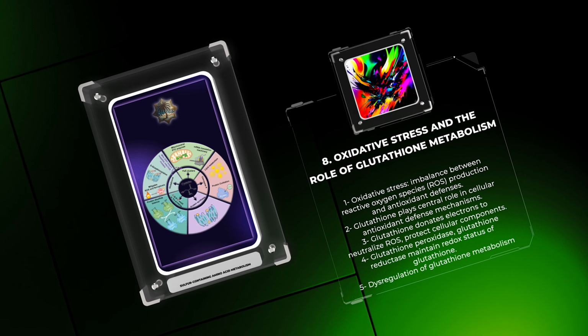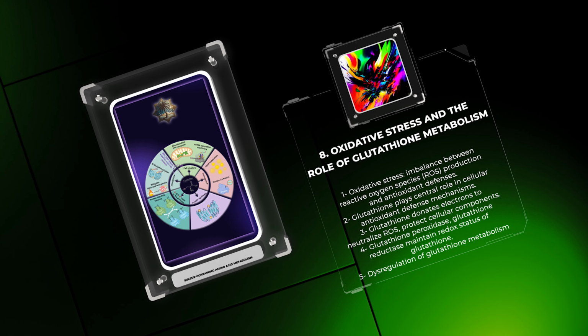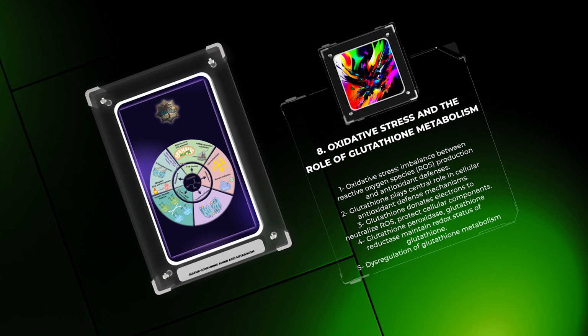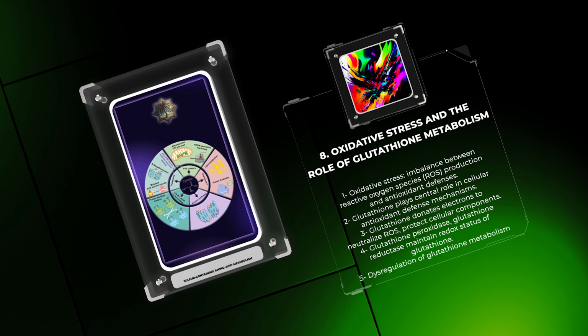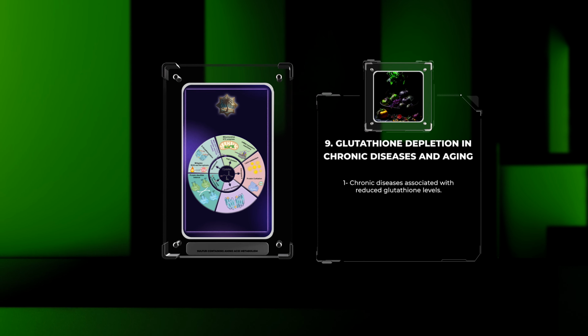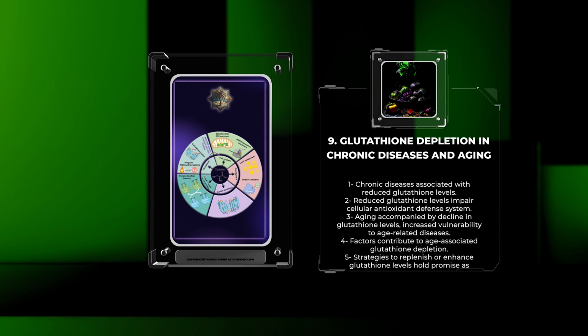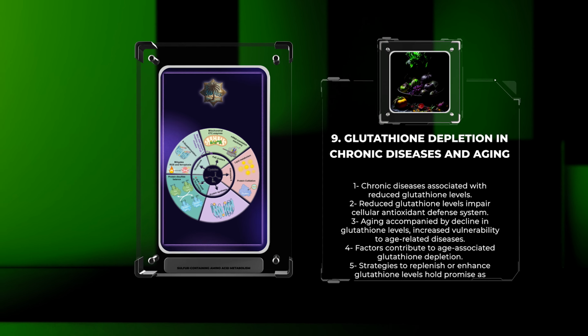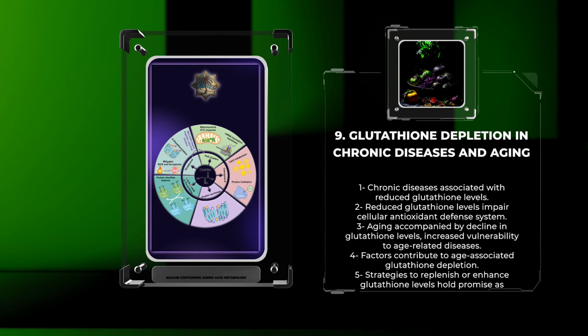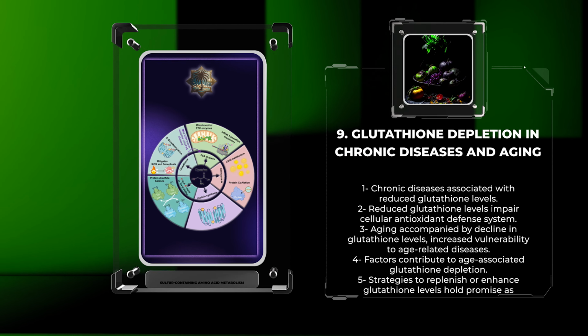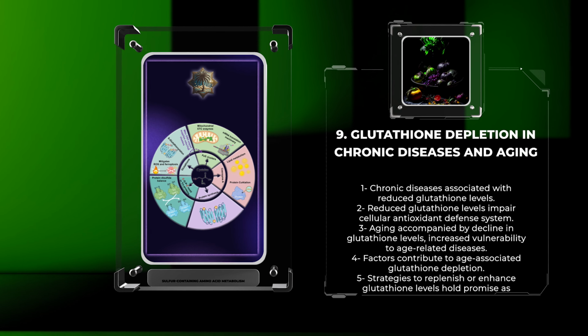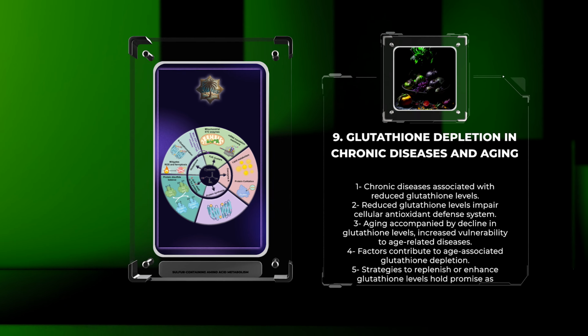Dysregulation of glutathione metabolism can lead to increased oxidative stress and contribute to the development of chronic diseases, such as cardiovascular disease, neurodegenerative disorders, and cancer. Chronic diseases, including diabetes, cardiovascular disease, and neurodegenerative disorders, are often associated with reduced glutathione levels. This depletion can impair the cellular antioxidant defense system, making cells more susceptible to oxidative damage and promoting disease progression.